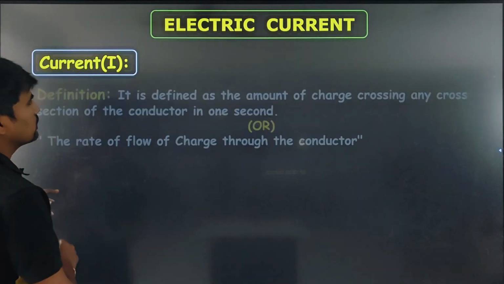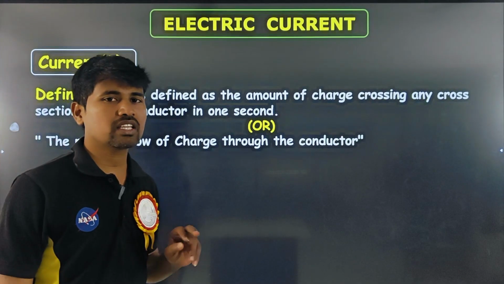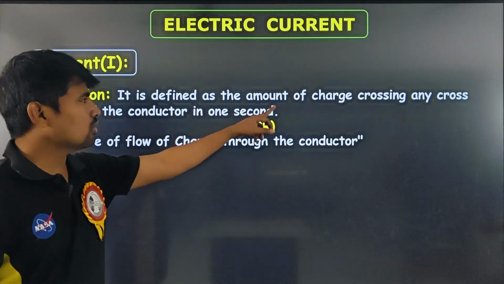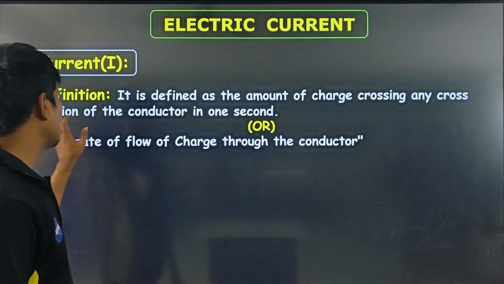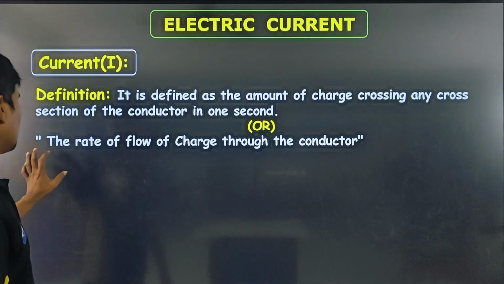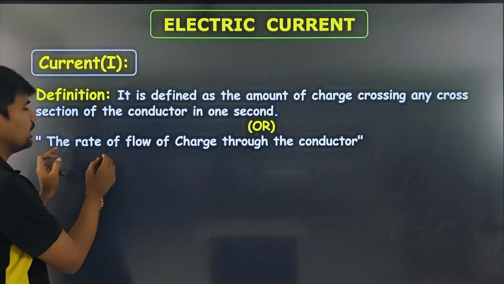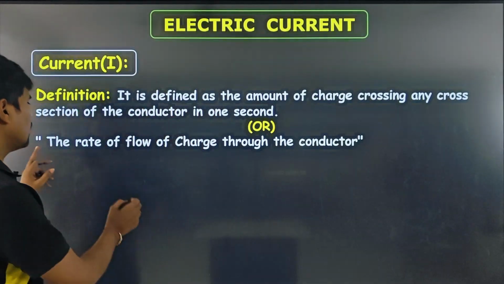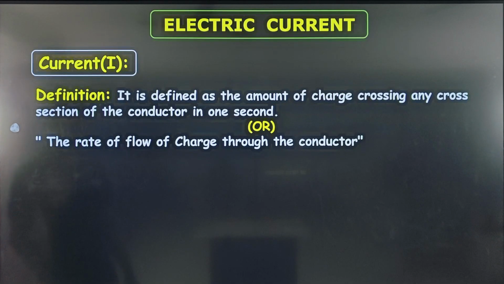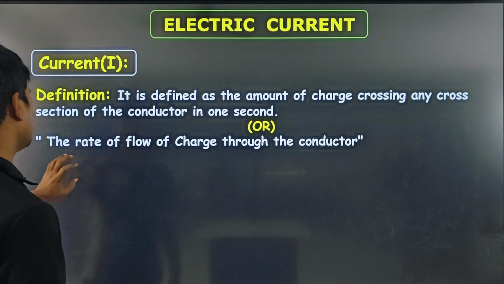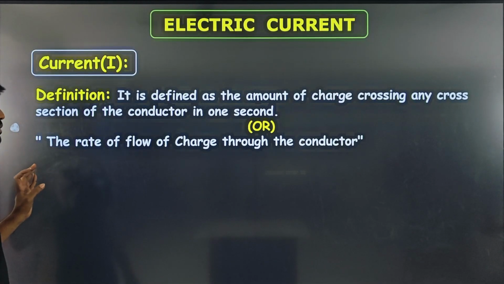Next, current definition. Let us see the clear textbook definition. It is defined as the amount of charge crossing any cross section of the conductor in 1 second. Otherwise, a short definition: the rate of flow of charge through the conductor is nothing but current. This is the basic foundation. For intermediate or whatever level it may be, I am going to teach you the electric current foundation.